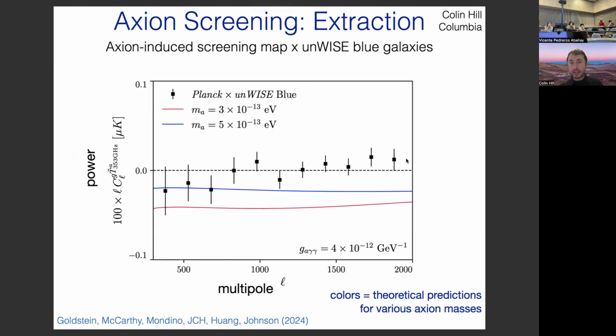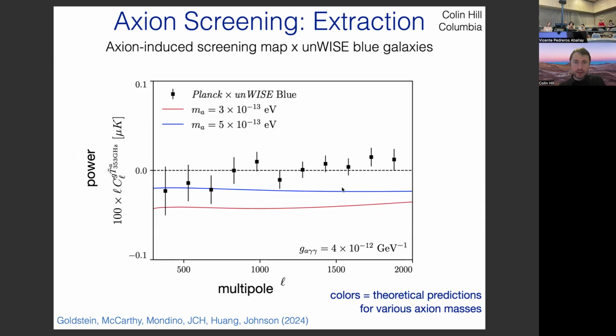So we can then convert that into, again, a bound on the coupling between the photon and, in this case, the axion. So here's the results. This is just showing the cross power spectrum in a little more detail with two different theory predictions for different axion masses and a coupling constant of around 10 to the minus 12 inverse GeV.